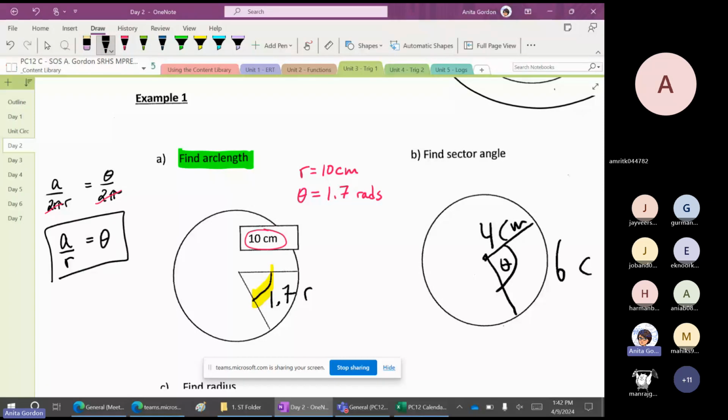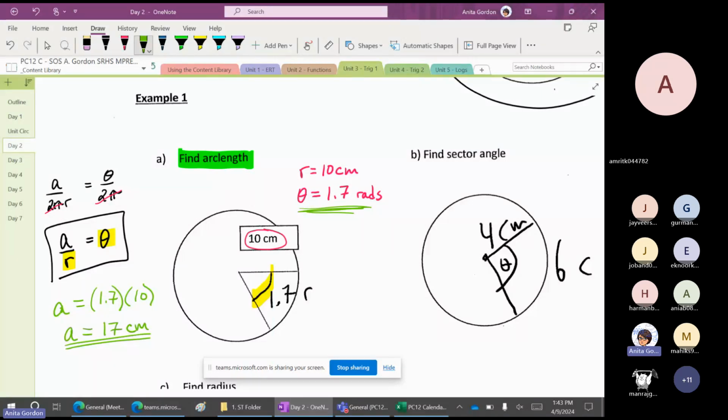This simplified version is still true for all circles, regardless of the size. Well, I know r and I know theta. So for this question, A equals 1.7. That's my radians. I'm going to have to multiply by r, right, to get r to the other side. So multiplied by 10. What's my arc length? 17. 17 what? Centimeters, right? Because it's a length. So the length of that little chunk of pie is 17 centimeters.